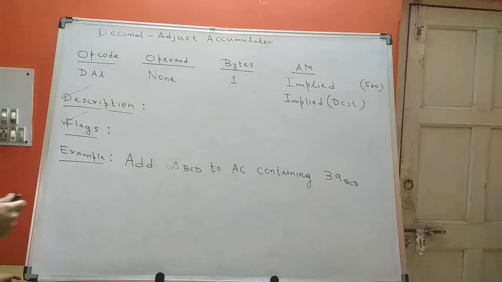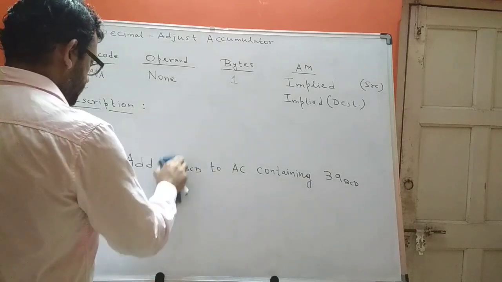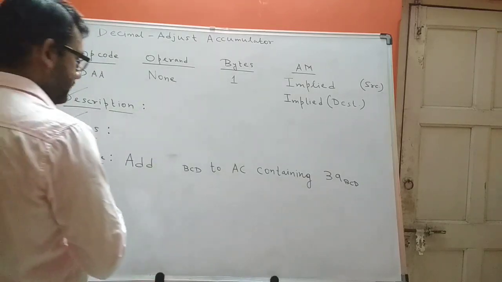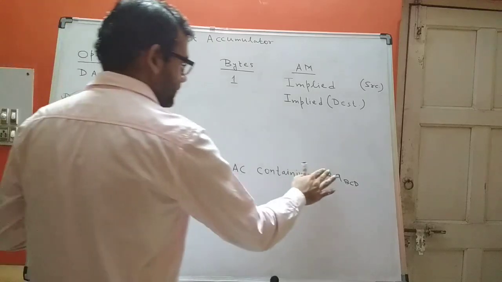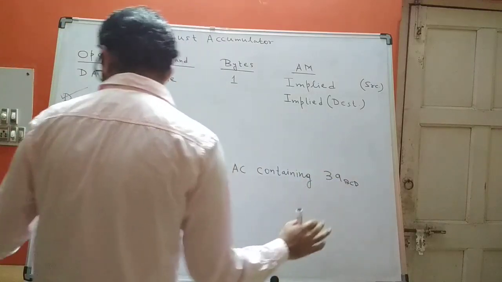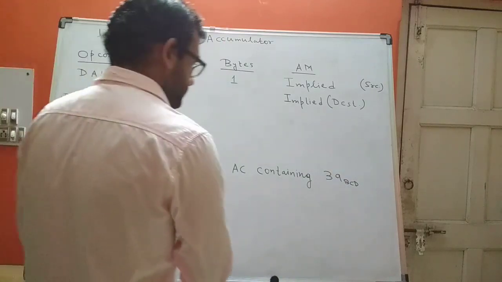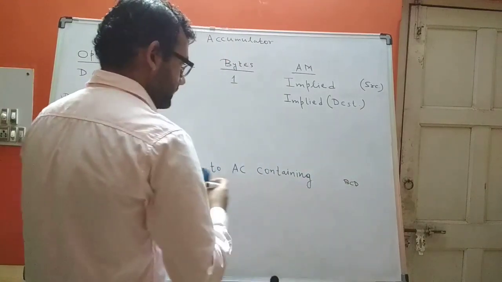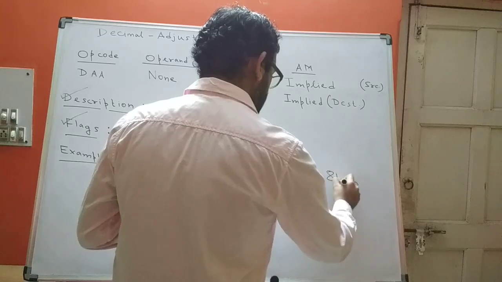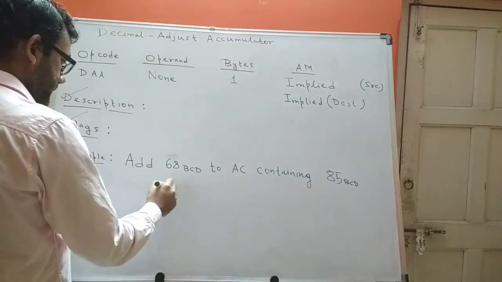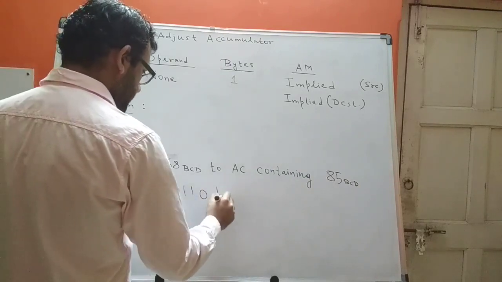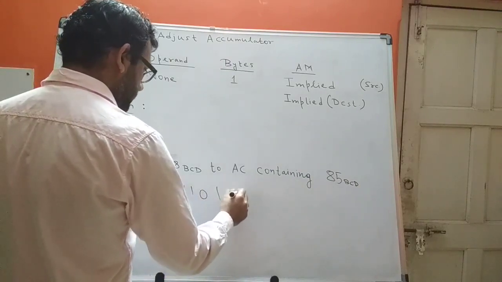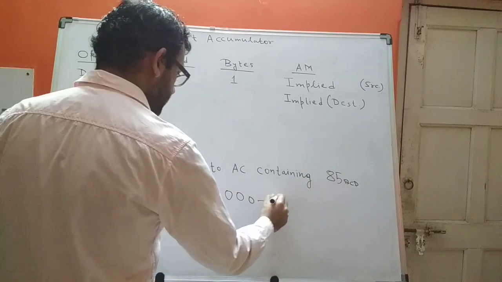So I should add 68 with 85 and let's see what happens. So 68 plus 85. Now let's add. What is 68? 0, 1, 1, 0, and this is 1, 0, 0, right? This is 68.